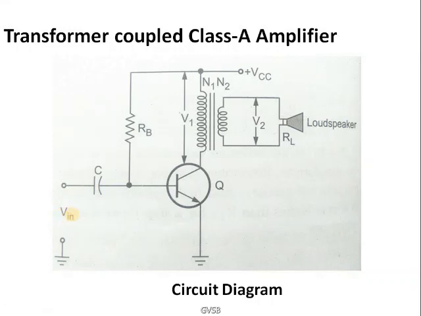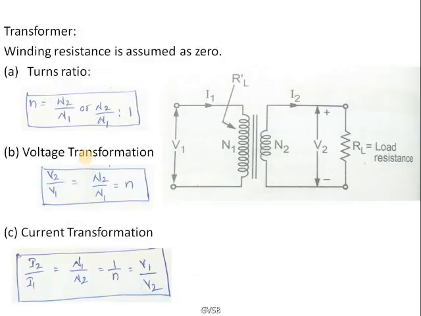Before going into the operation of the circuit, we should know some concepts regarding the transformer. This is a transformer in which V1 is the primary voltage and V2 is the secondary voltage. Here I1 is the primary current, I2 is the secondary current.